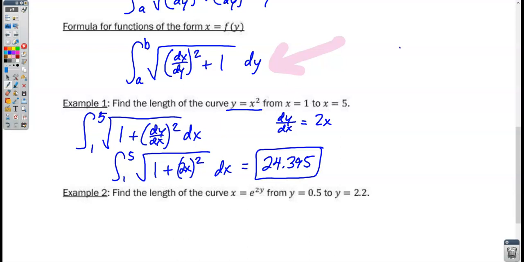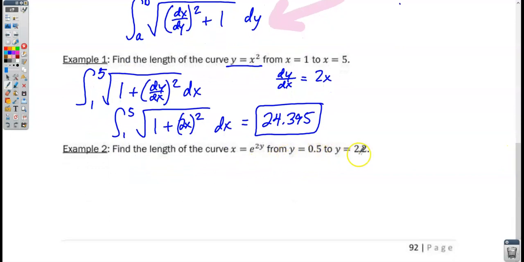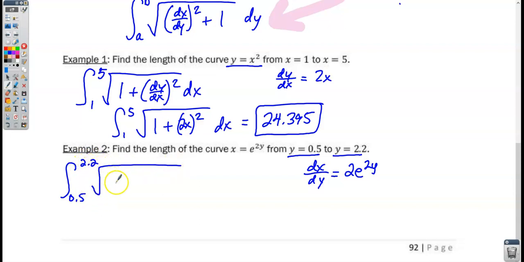Okay, on to example 2. Find the length of the curve x equals e to the 2y from y equals 0.5 to y equals 2.2. So we've got everything as x is a function of y, limits of integration in terms of y. So I want to find dx dy here. dx dy is equal to 2e to the 2y. And so I can set up my arc length formula. This is going to be the integral from 0.5 to 2.2 of the square root of 1 plus 2e to the 2y, quantity squared, with respect to y.